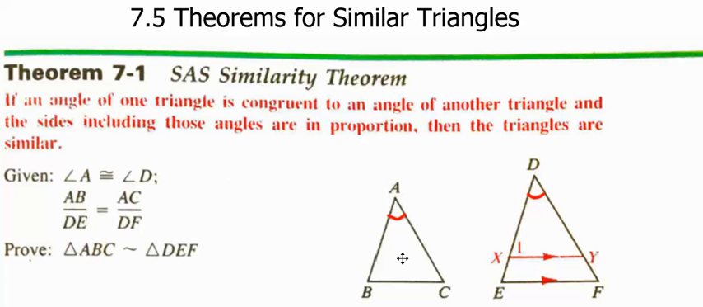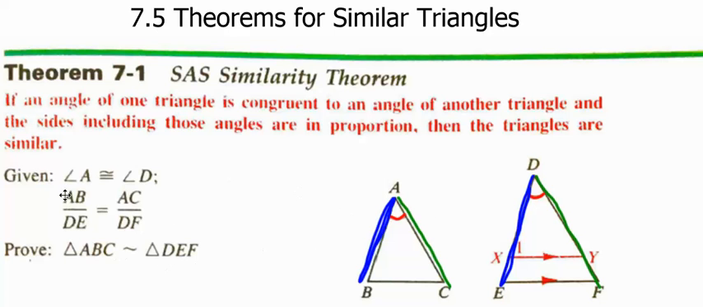sides including those angles. So we have side AB corresponding to side DE and side AC corresponding to DF. So they're saying if I have this angle congruent to another angle in another triangle, then the sides that include those angles, if they are proportional to one another, then the triangles have to be similar.